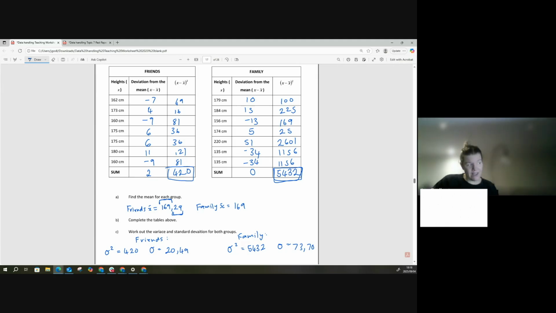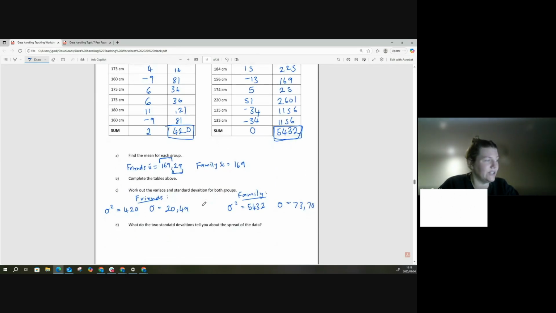So now if we had to have a look at this, we've got our friends and our family. What can you tell me about the standard deviation or the spread of the data? What can you tell me about it? All of that work for this one last question. What do they tell you about the spread of the data?